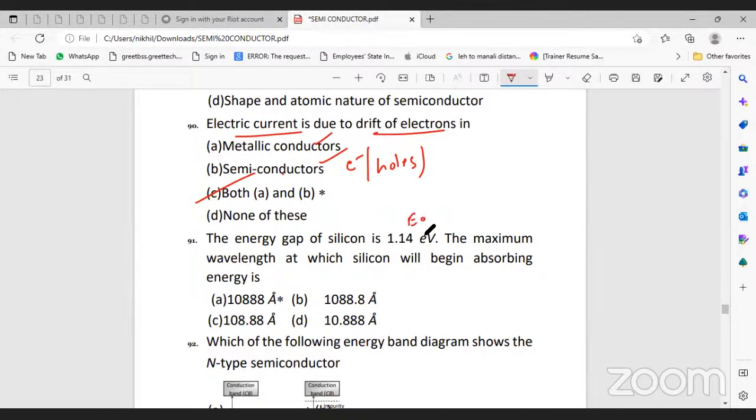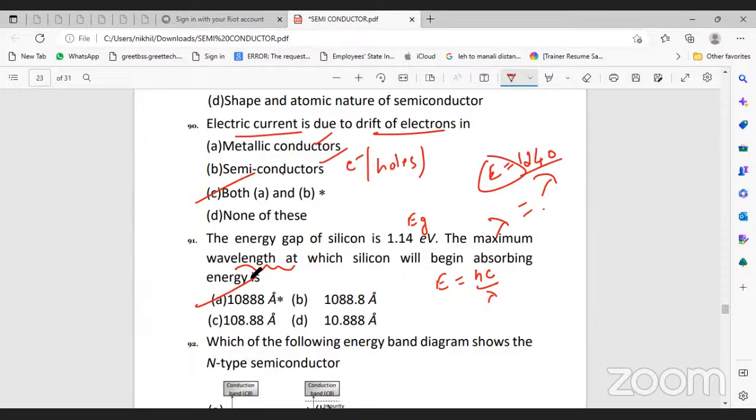Energy gap in silicon is 1.14 electron volt. What should be the maximum wavelength? You know the formula for the energy, which is given by hc by lambda, or you can also use the formula 1240 by lambda. You can substitute this electron volt energy, then you can find the lambda. You will get 10,088 angstrom.